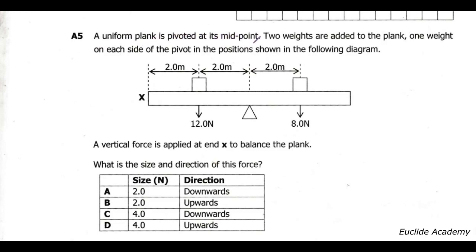A uniform plank is pivoted at its midpoint. Okay, so this is a uniform plank. And then you've got the force here. Two weights are added to the plank. Force here of 8 newtons, down, and 12 newtons, they're facing down. One weight on each side of the pivot in the position shown in the following diagram. A vertical force is applied at end X. So at the end we have got a vertical force.